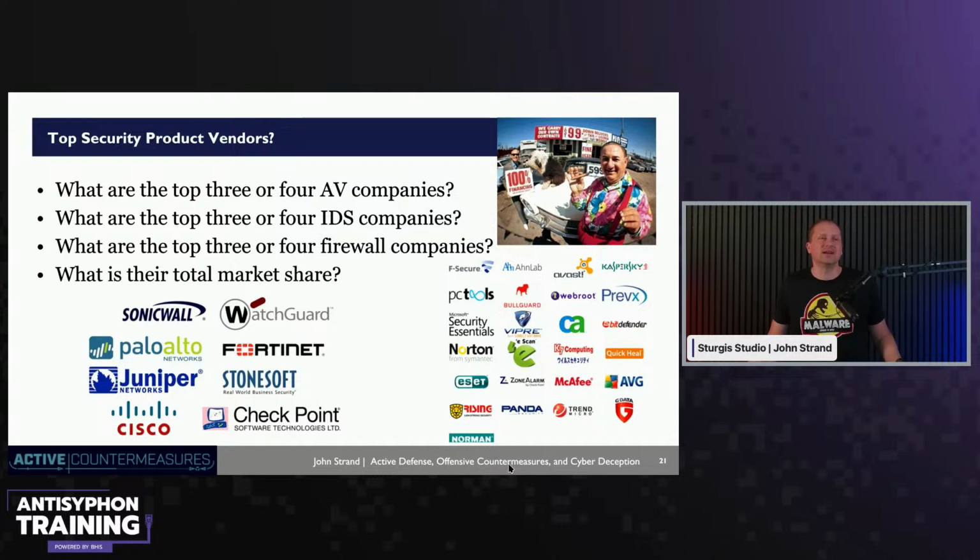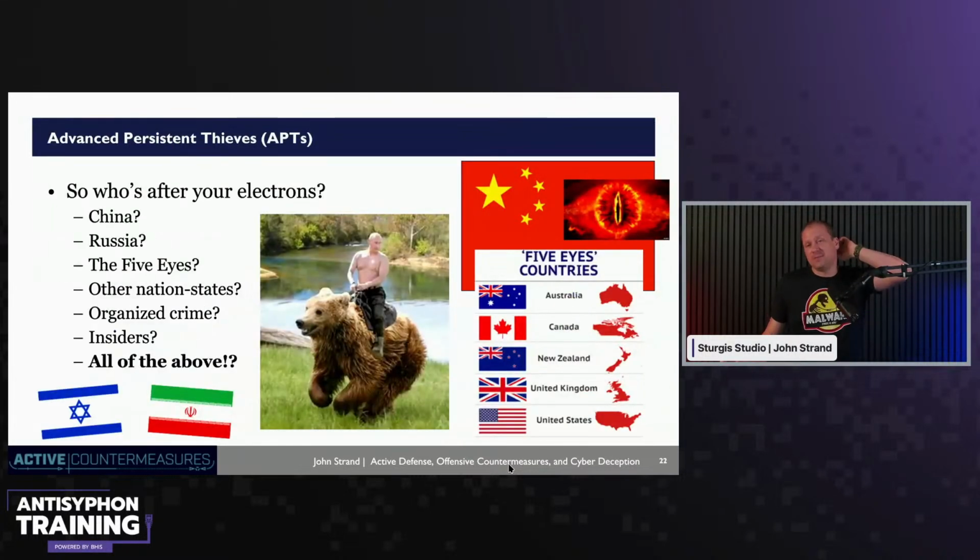That's crazy, right? Now think of IDS and firewall companies. What are all the different IDS and firewall companies that you see out there? You're going to see Fortinet, Palo Alto, Cisco, all these different vendors again and again and again. Trust me, I'm getting to a point on this. Now I want you to think of the APTs. Who's actually trying to hack you? Are you worried about China?